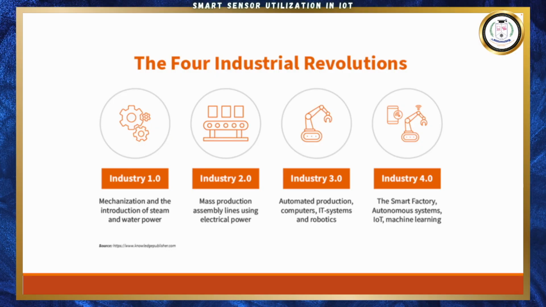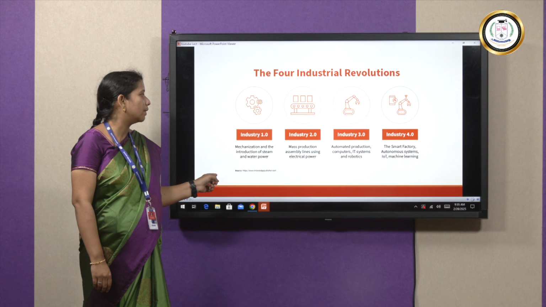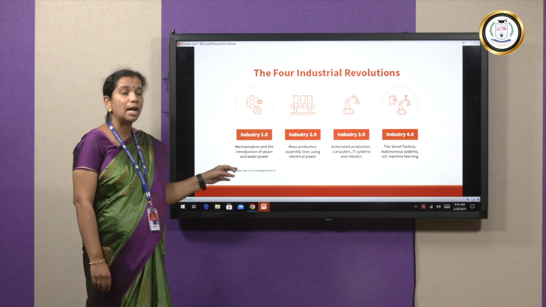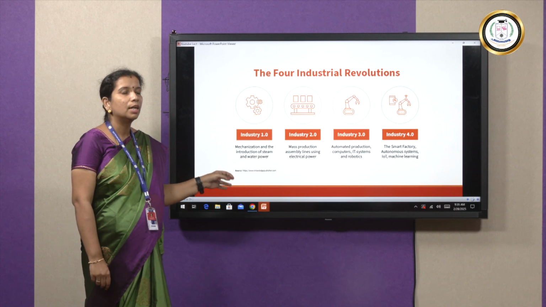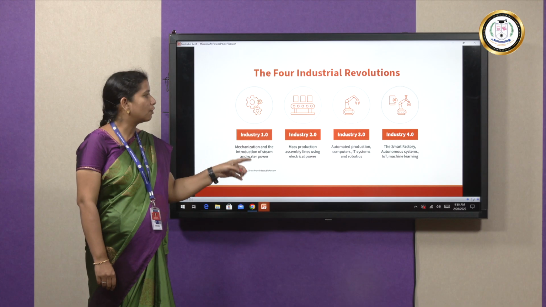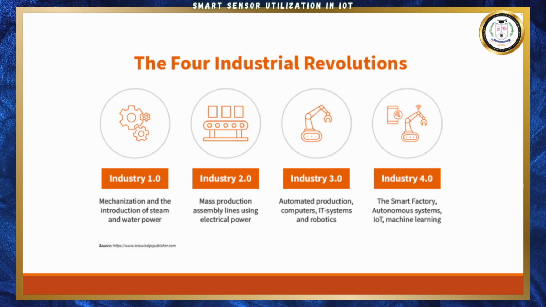So how did the IoT system come into the picture? In total we have had 5 industrial revolutions. In Industry 1.0, we used water and steam power for the mechanization of production. In Industry 2.0, we used electrical power for mass production. In Industry 3.0, IoT devices entered the world along with information technology. In Industry 4.0, IoT and machine learning came into the picture, and now we are in Industry 5.0, where we use IoT devices as day-to-day devices.